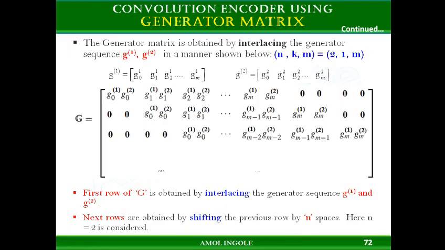This is the third row, which can be obtained by shifting the second row by 2 spaces. So the second row is shifted by 2 spaces more, and you will have 4 zeros here. 2 already are there in the second row and 2 more after shifting. So total 4 zeros and the same generator sequence interlacing. You need to go on repeating these steps, and the number of rows again depends on the input bit stream length.